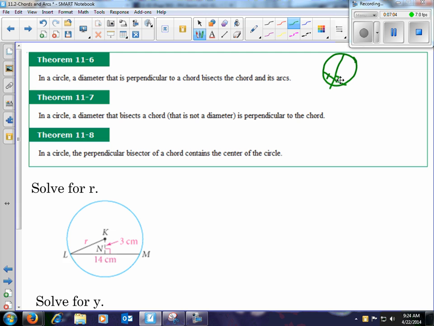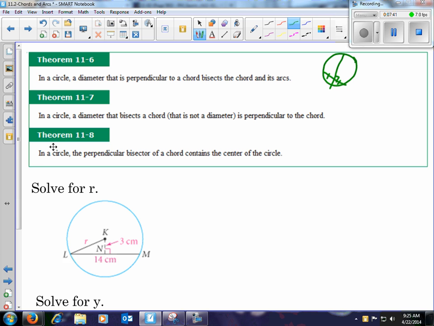So that means that this distance is congruent to this one, and this arc is also congruent to this arc. So all it's saying is that if the diameter and the chord are perpendicular, then it cuts the chord in half. Now the next one says, in a circle, a diameter that bisects a chord is perpendicular to the chord. It's basically the exact same thing as this. It's saying if I know that these two pieces are congruent, then this has to be a right angle because it has to be perpendicular.